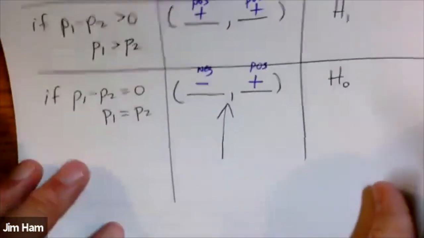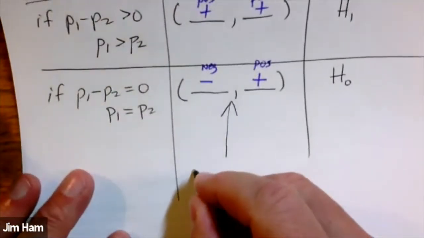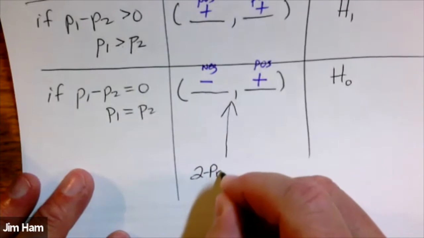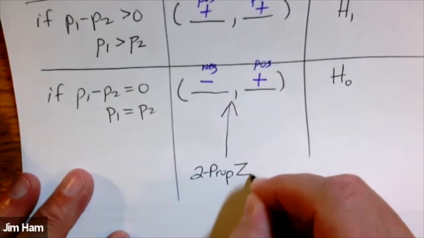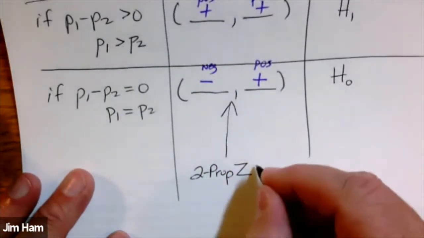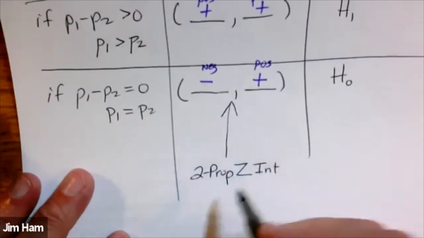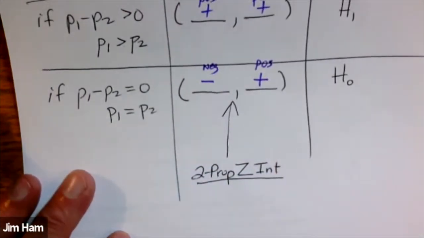All right, now we have a calculator function that will calculate that confidence interval for us. And we're dealing with two proportions. We're using a z distribution. And if you want to calculate an interval, then int. And there's the calculator function that you want.